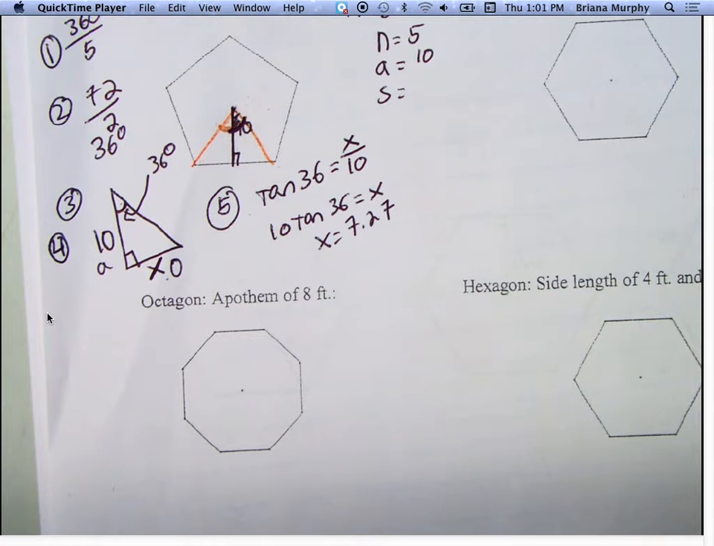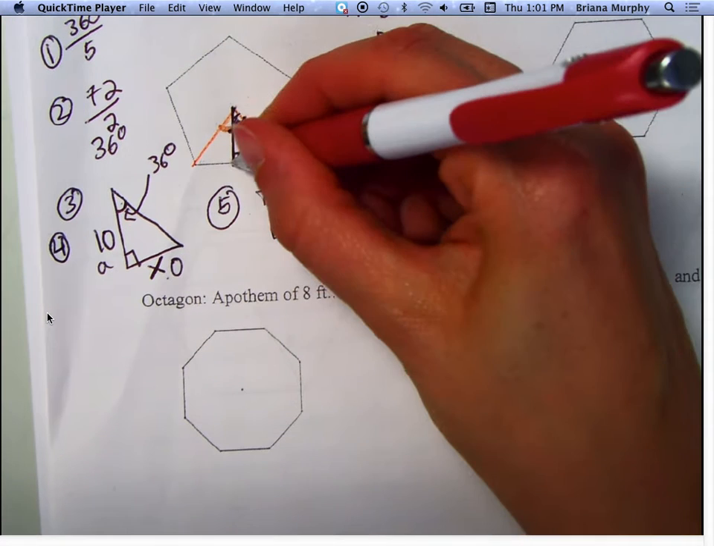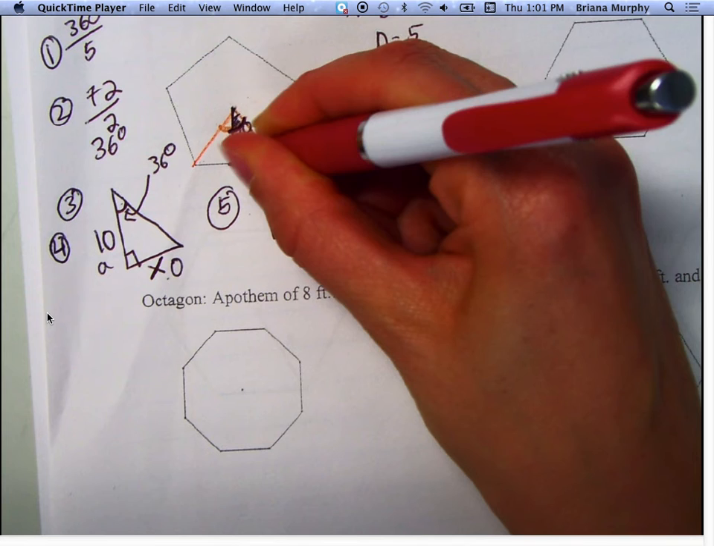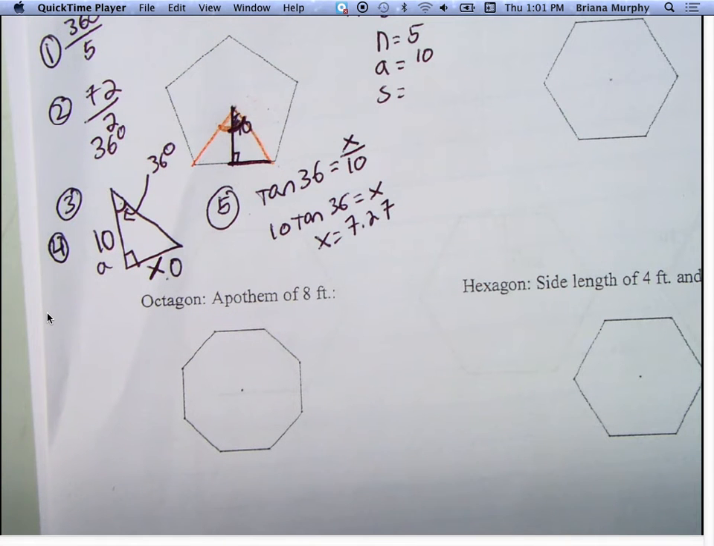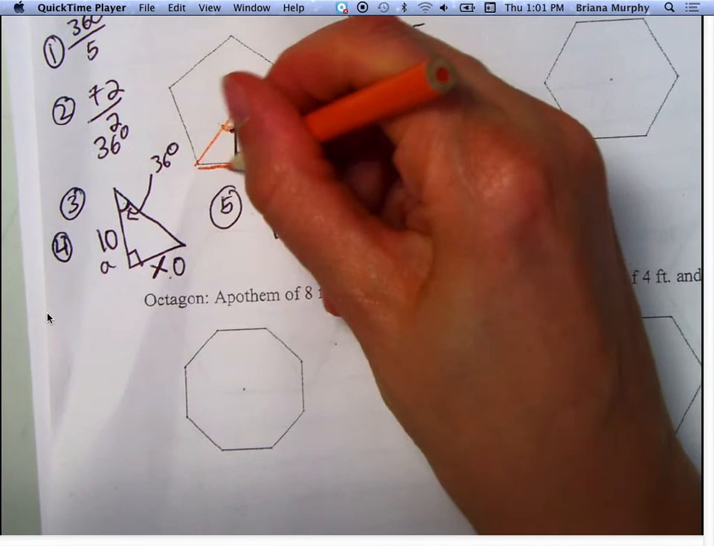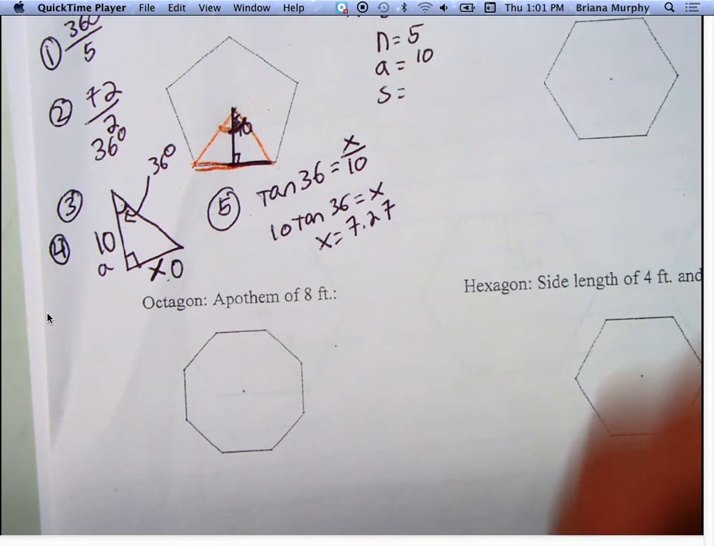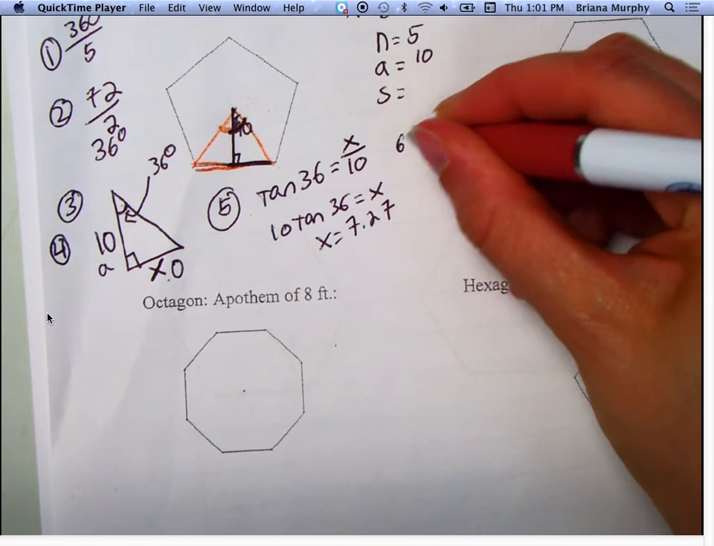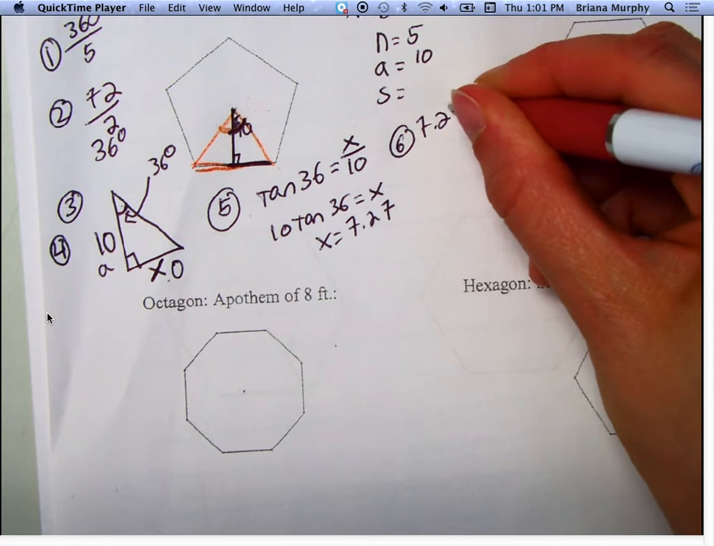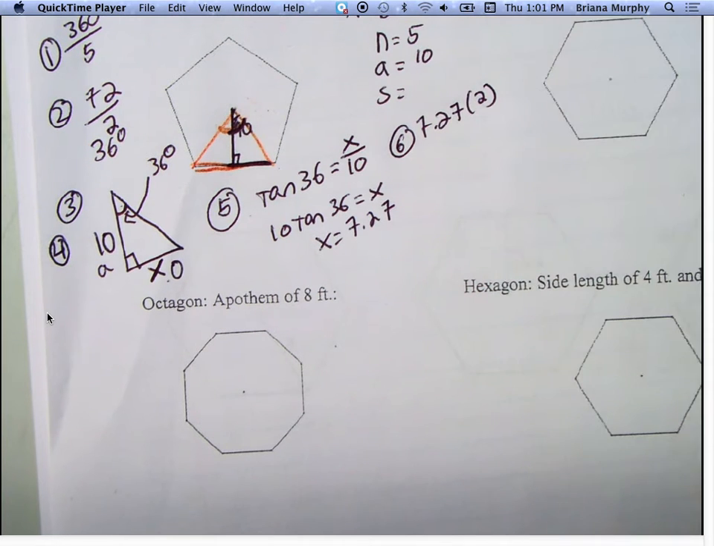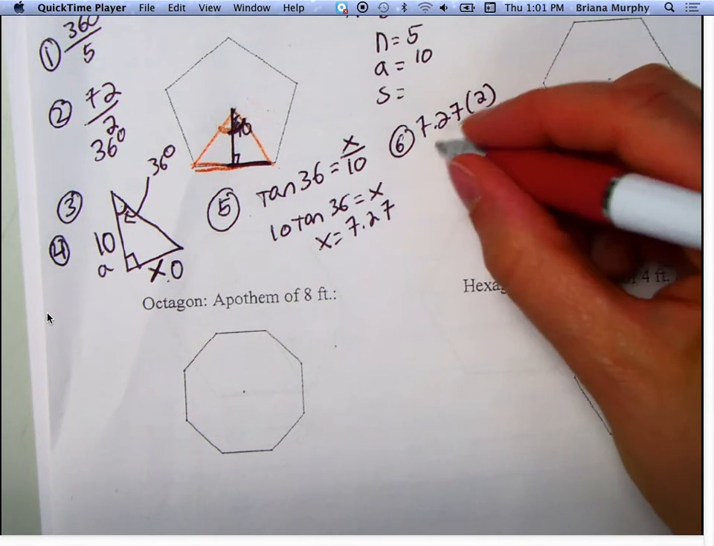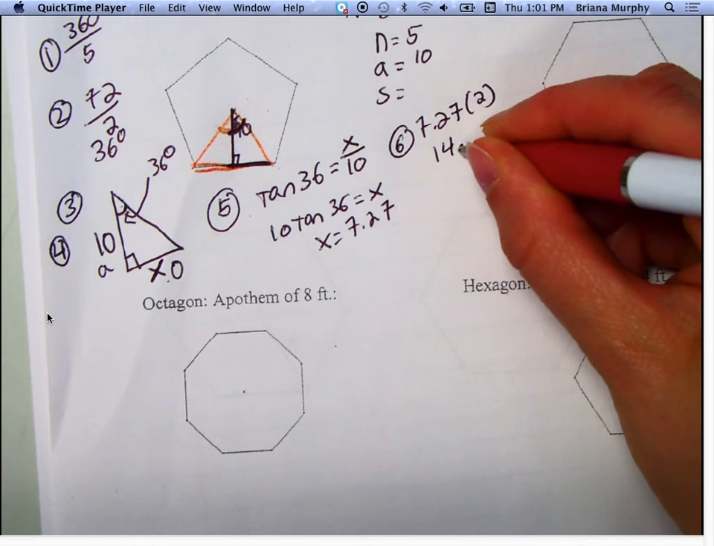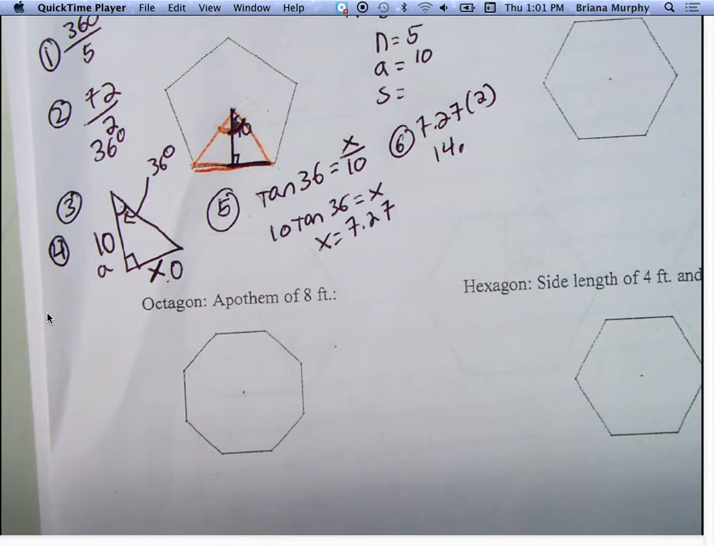Okay, now that we have 7.27, this right here is 7.27 that I've outlined in pen, right? But I want that whole side. So we're going to times it by 2. Step 6 is to times it by 2. 7.27 times 2 gives me 14.5309. I'm just going to round it to 14.53.